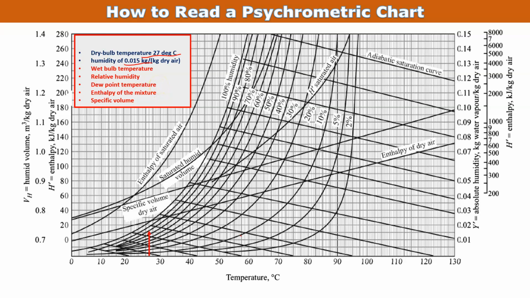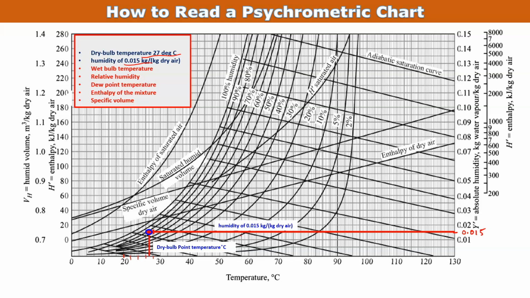First I mark the dry bulb temperature. This is the dry bulb temperature here, that is 27 degrees. So this is 20, 22, 24, 26, 28, 30. So this is 27, and the humidity given is 0.015. Now I can draw the horizontal line for that humidity, and we get the common point.